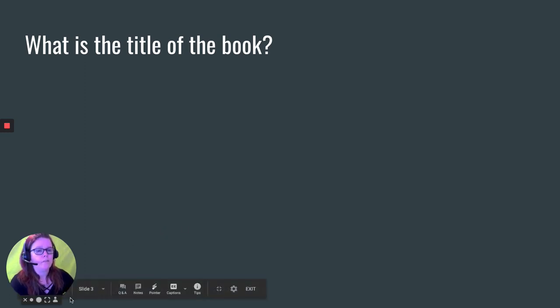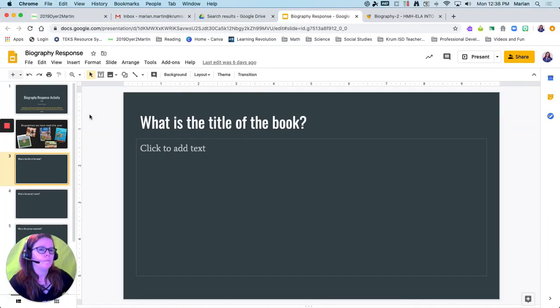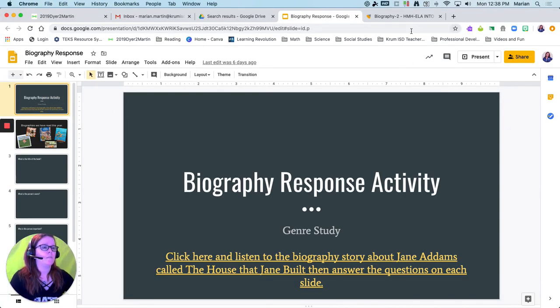I'm going to give you several options of how you can complete the biography reading part of the assignment. You do need to either listen to a biography book or read a biography book yourself before you complete the activity.